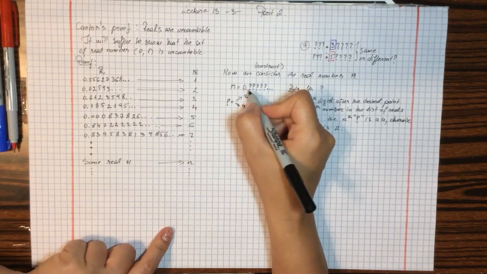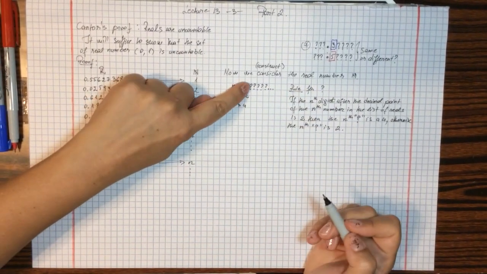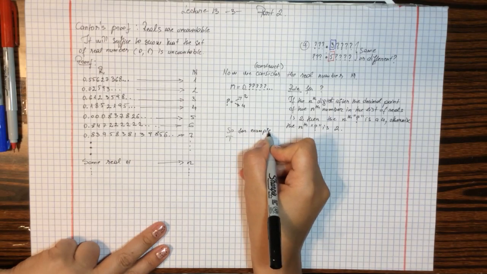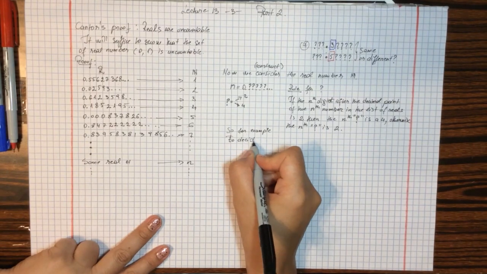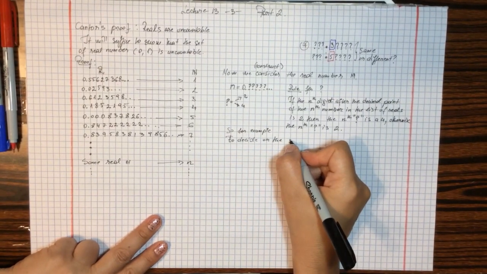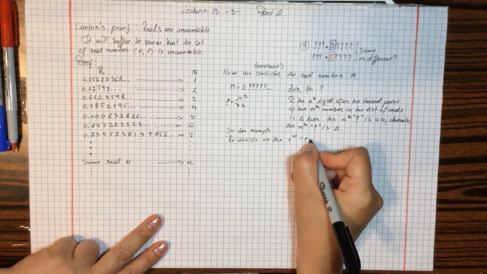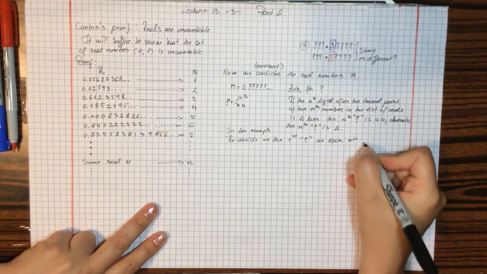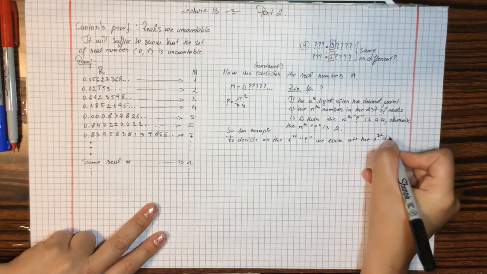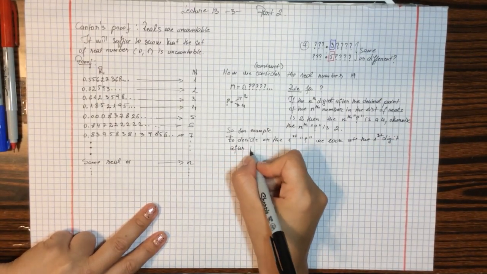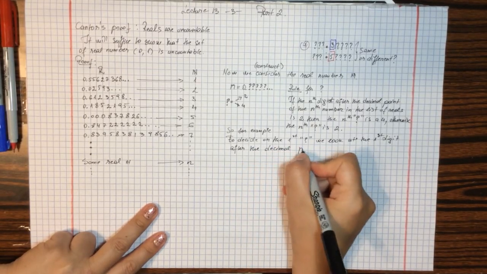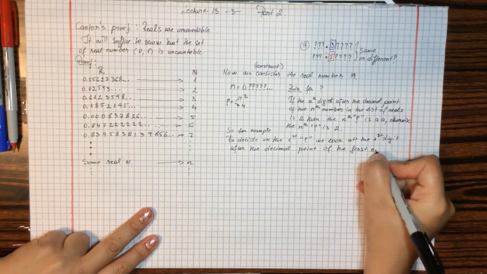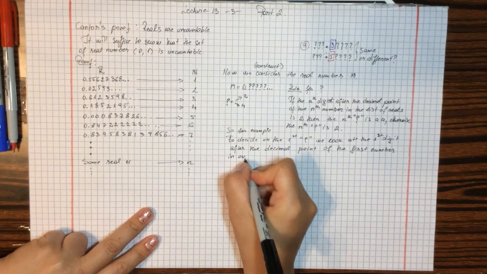To decide on the first question mark, for example, to decide on the first question mark, meaning the first digit after the decimal point in m, we look at the first digit after the decimal point of the first number in our list of reals.